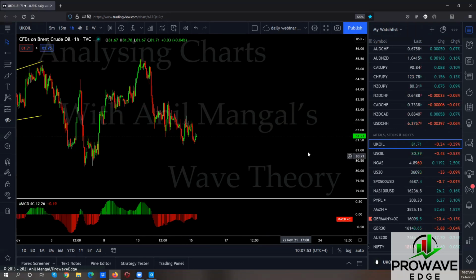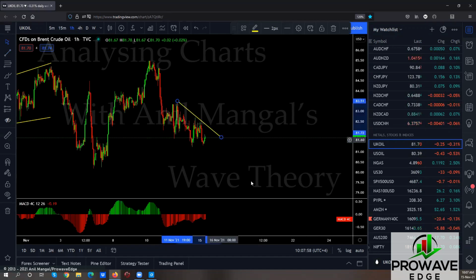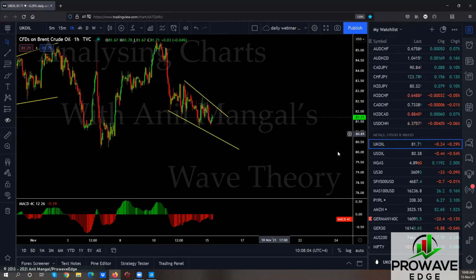Right now, it's still a sell setup until we break out of this channel. There's a channel forming there. And until you break out of that channel, you're going with the sell setup. Once it breaks the channel, we'll start to look for the buy.